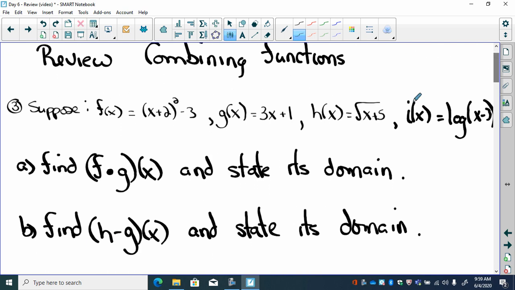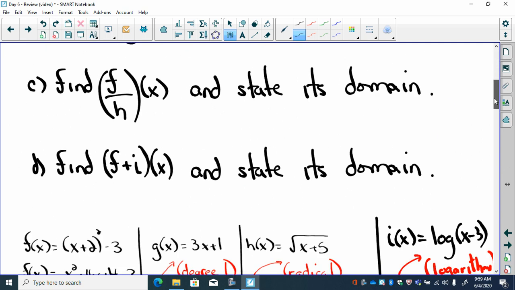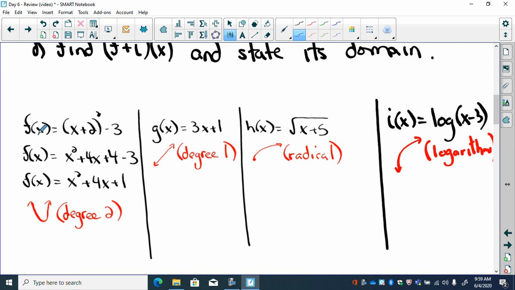What I'd like to do, and it wants the domain, it doesn't want just the equation of the new combined function, but it wants the domain. So I would suggest coming up with the domain of each of these first. So I've written down f of x, g of x, h of x, and i of x. Did a little work with f of x, simplified it a little bit. I expanded this bracket x plus 2 squared to get x squared plus 4x plus 4 minus 3. Combined the positive 4 and the negative 3 to get a positive 1. And that is another way of writing this equation.